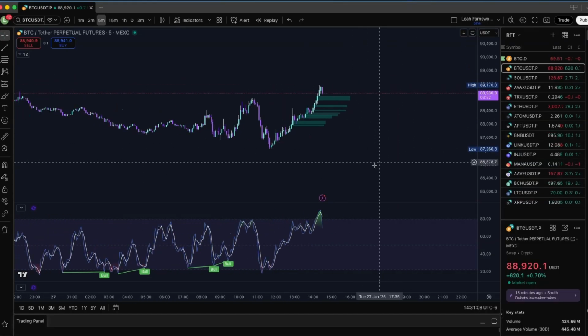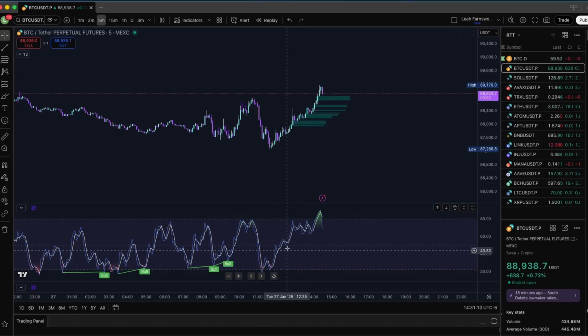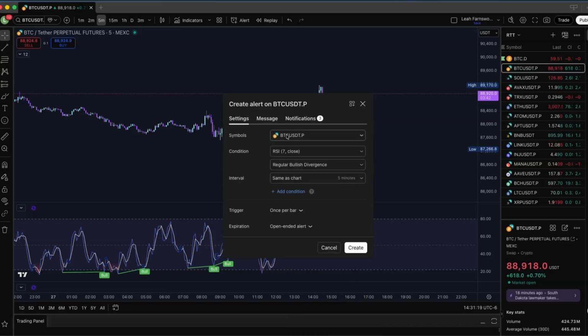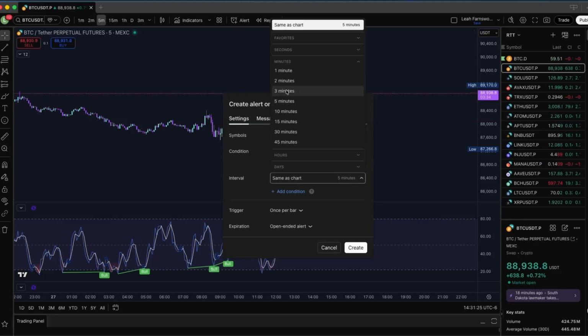So we are looking for any divergences that take place. To set your alert, like I said, I have it set for the 3-minute time frame. You can just go add alert on RSI. If I'm trading Bitcoin here, you can do this for any coin, but I just want it to pop up. You can select the 3-minute time frame.